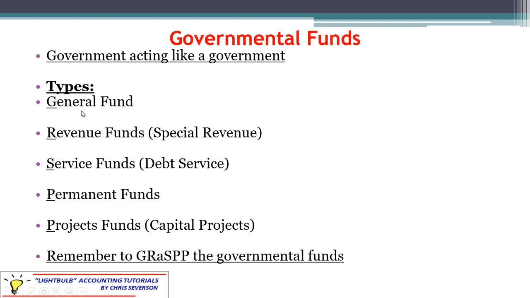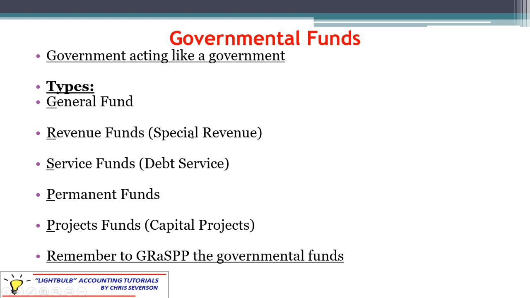So we're going to see the different fund types that we have. Now, I have one mnemonic for this, but I don't have really a mnemonic for the other two types. We have the general fund, and we'll see details of each of these in later slides. But it's the one fund that every type of governmental entity has to have. They may or may not have some of these other fund types, but everybody has to have a general fund. So the general fund, the revenue funds, most commonly referred to as special revenue funds, service funds or debt service funds, permanent funds, and project funds, specifically capital projects.